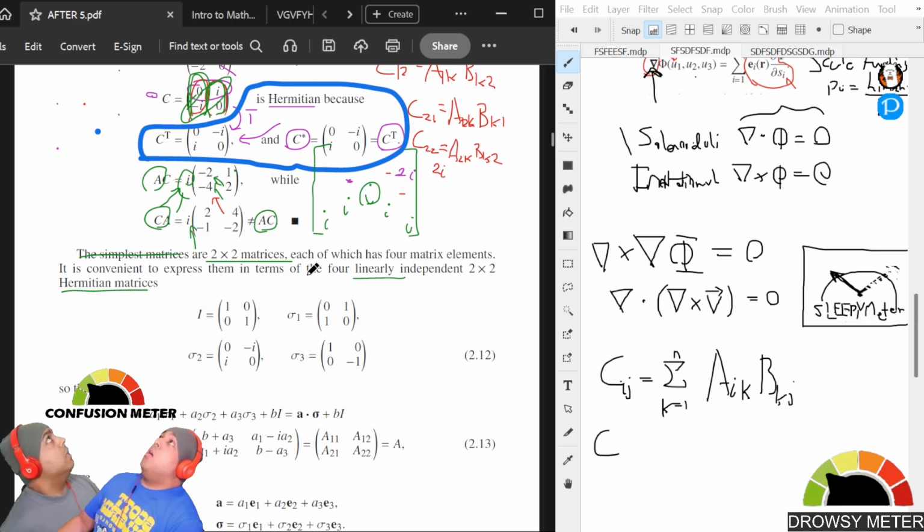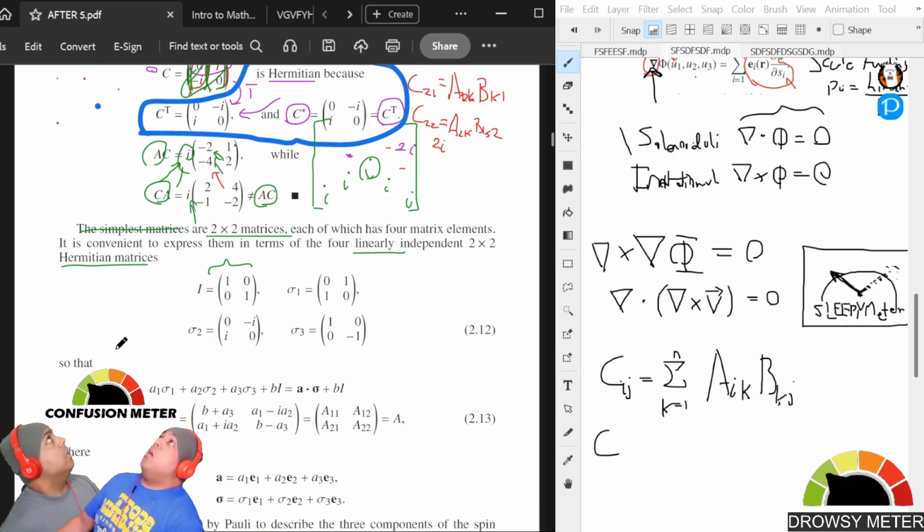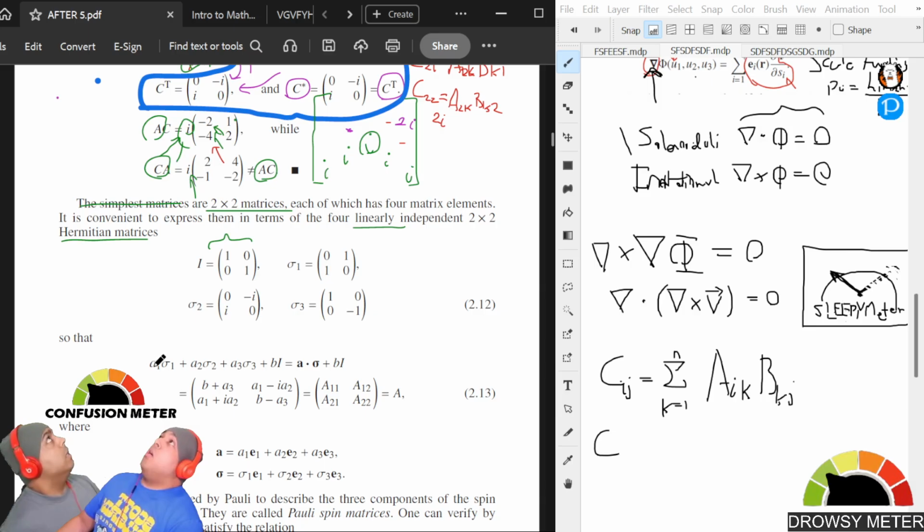Convenient to express them in terms of the 4 linearly independent matrices. You have I, which is the identity. Then you have these: 0, 1, 1, 0; 1, 0, 0, minus. So that A1 row 1 plus A2 row 2 plus A3 row 3 plus BI equals A dot.